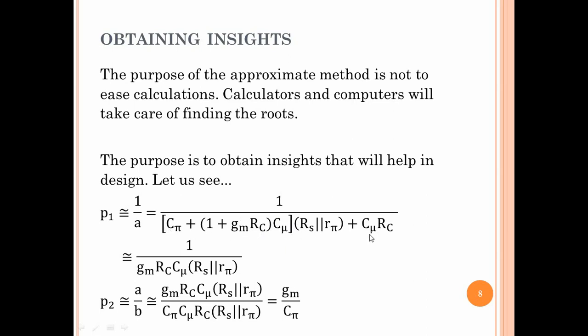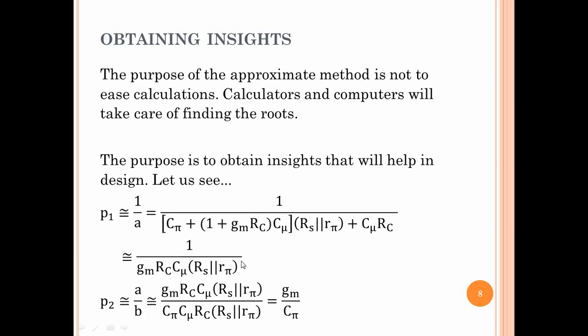Then if we compare this with this, again because of this GM, this term will dominate compared to this term. Therefore we can write P1 as approximately 1 by GMRC C mu times RS parallel R pi. And if we do this, we can write P2 with A as this, and as it turns out everything cancels except GM by C pi.